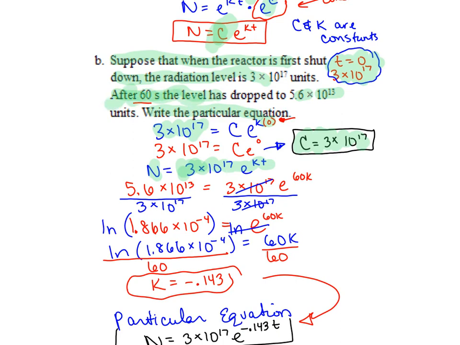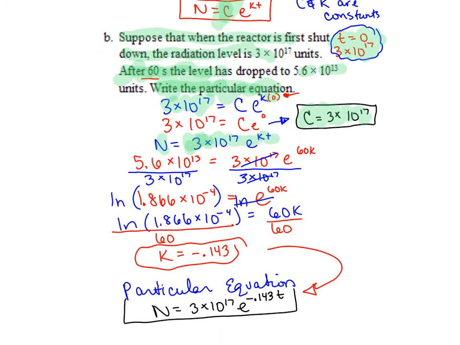After 60 seconds, write a particular equation. Alrighty. Totally forgot we still have a k. So we're gonna find out what k is, because as you can see, we have two variables. We have a k and we have a t. So to find out k, we're gonna plug in this information right here.